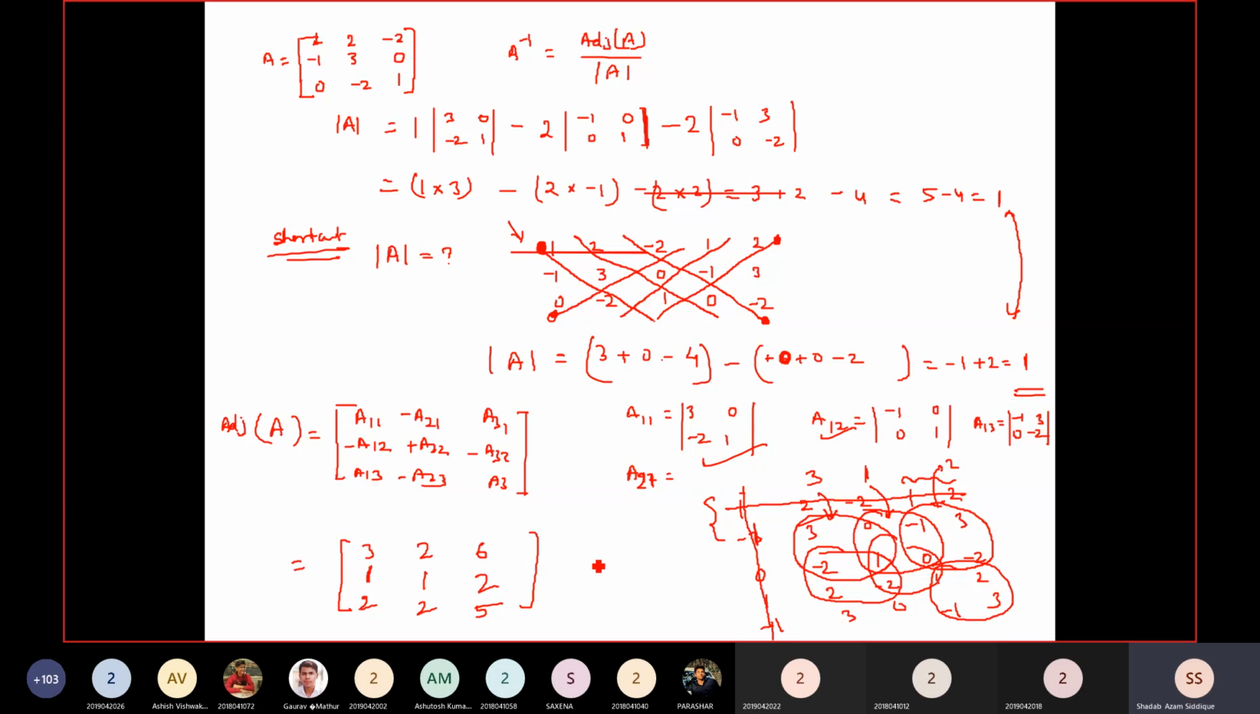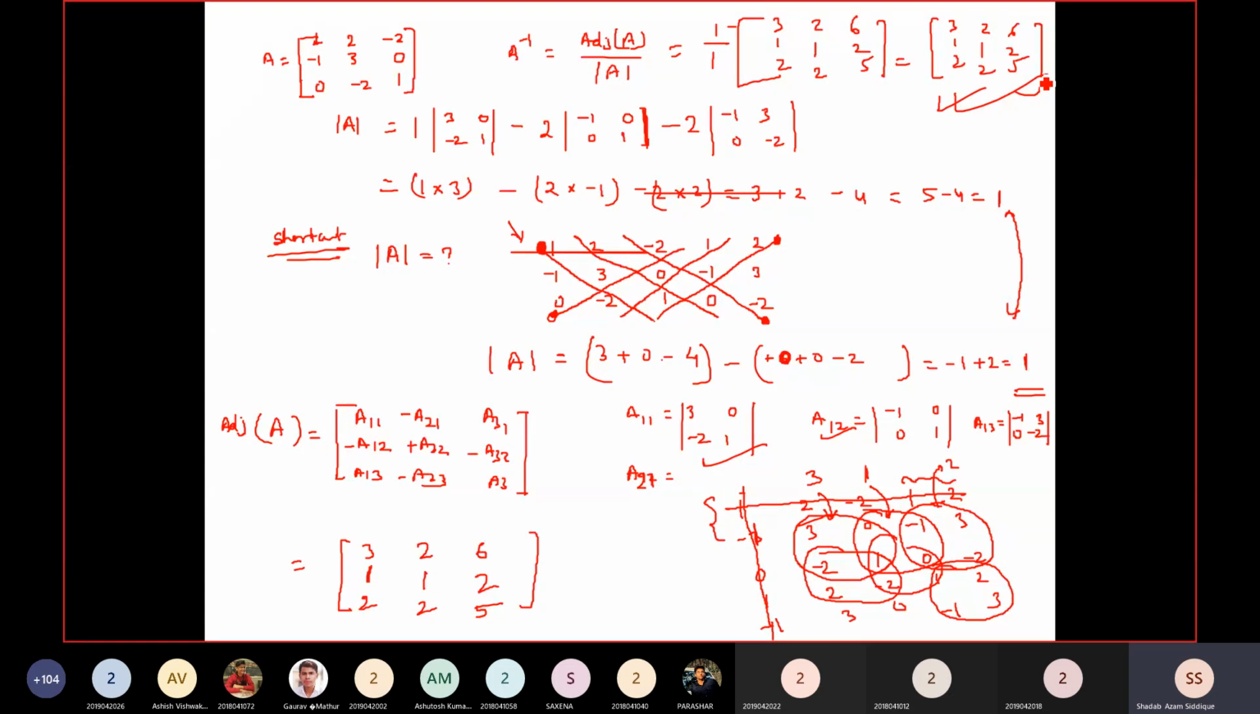Okay, so this is the determinant. Sorry, this is the adjoint. And after finding the adjoint, try to substitute in this matrix. So what was the determinant of this? The determinant of this was 1. So I'm writing here 1 by 1 and writing this adjoint matrix. So this is 3 1 2, 1 2, and 6 2 5. So what will happen? This will be written as the inverse of A will be the matrix 3 1 2, 2 1 2, 6 2 5. I hope this is correct. Okay, so this is the method. You can go through this.